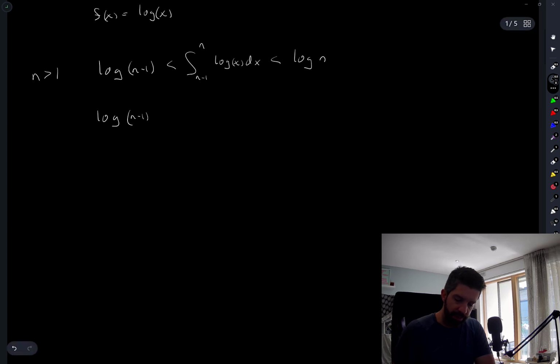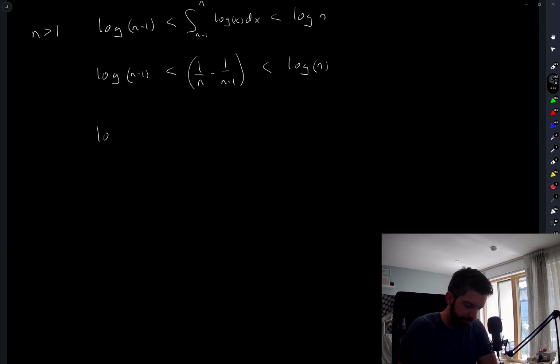Also keep in mind we have n greater than 1. I'm assuming that n should be an integer here, the way everything is written. I mean, we have factorials, so it's pretty much implied that n is an integer. N strictly greater than 1 means this is non-negative. Okay.